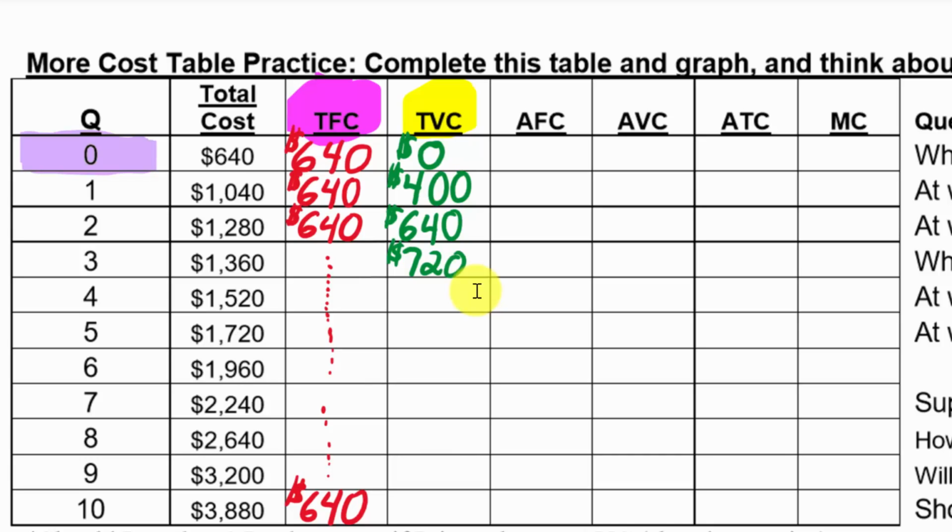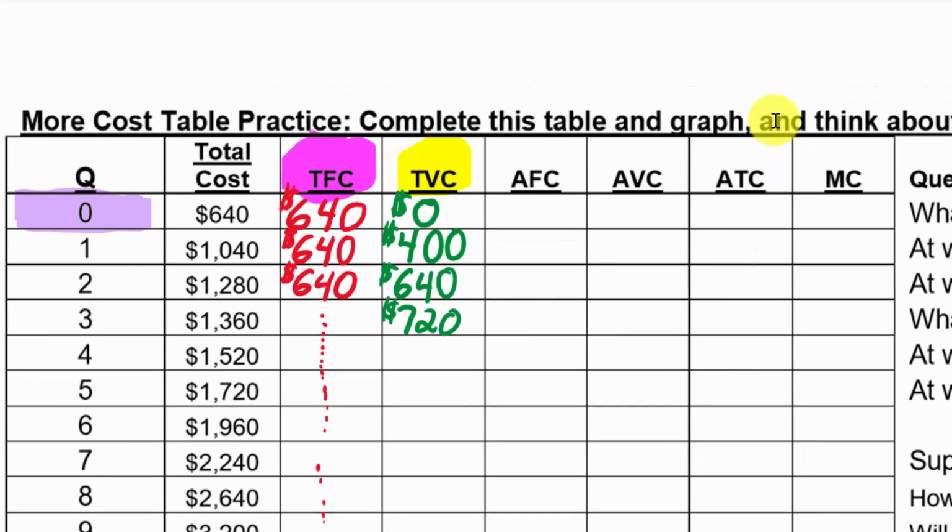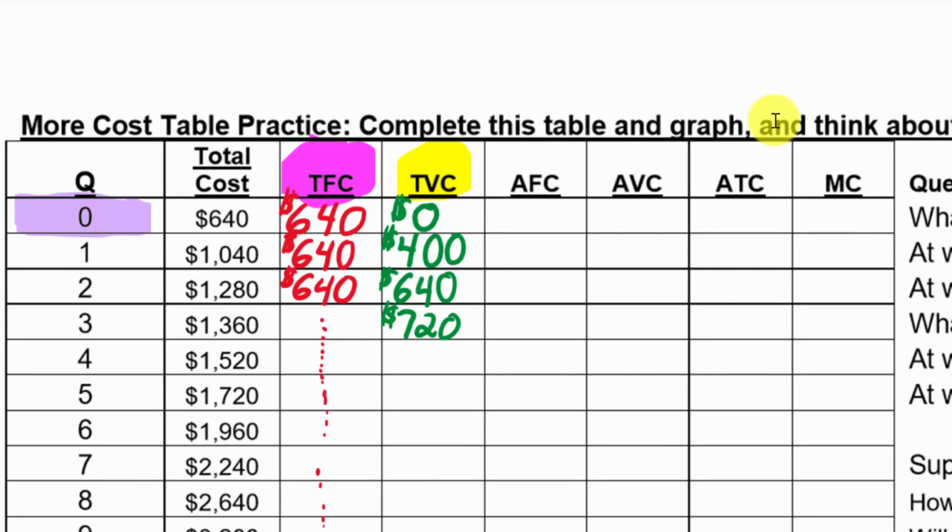I'm going to let you pause the video in a minute and finish completing this table, but let's go on and talk about these other 4 items here. Average fixed cost, average variable cost, average total cost, and marginal cost. Anytime you see an A standing for average, that word average just says we want per unit costs. So average fixed cost here is take the total fixed cost and divide it by quantity, and that's going to tell us how much are we spending in fixed costs per unit that we're making.